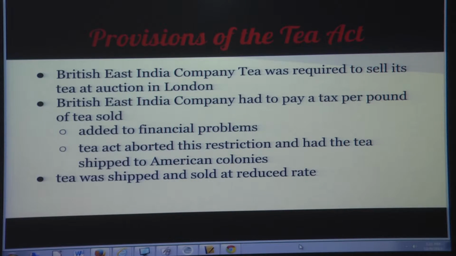The Tea Act abolished this restriction and granted the British East India Company license to export their tea to American colonies. This opened up the British East India Company's markets to the American colonies. Additionally, under the Tea Act, once the tea got shipped, it was sold for a reduced rate. The colonists refused to pay the tax, though.